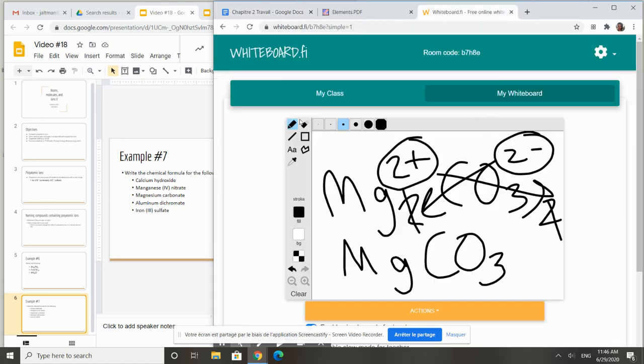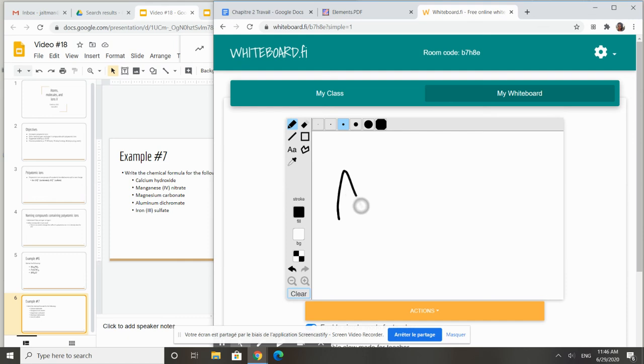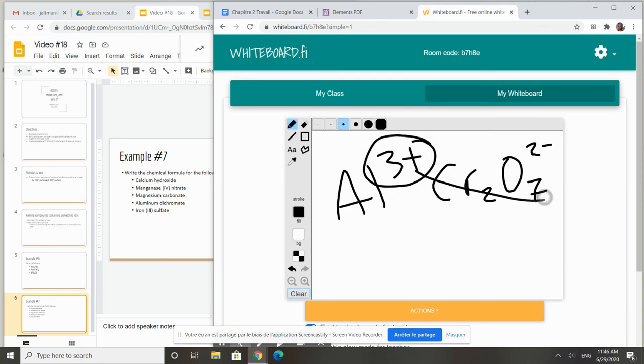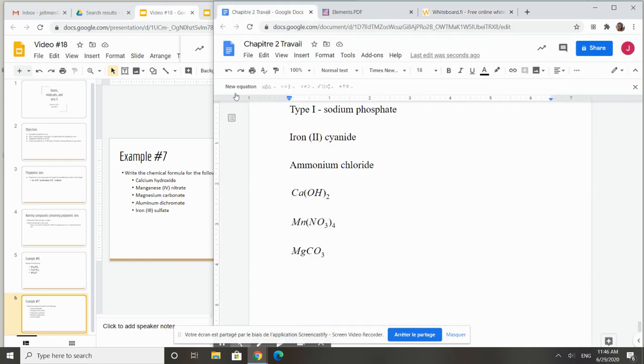We have aluminum dichromate, so aluminum with a 3 plus. I have to find dichromate on this sheet. It is Cr2O7 with a 2 minus charge. Crisscross applesauce. So I'll go ahead and just type that one for the sake of time.